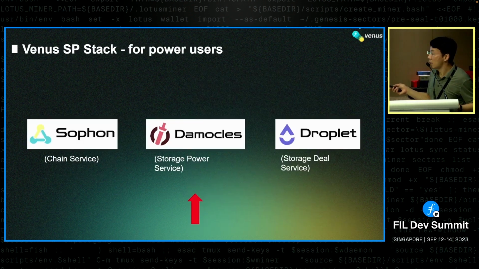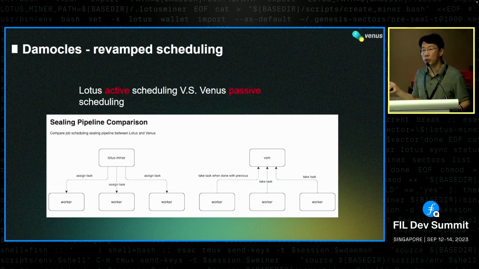Okay. The second big component is Damocles. Damocles is for the storage power service. Simply speaking, it is about the sealing. Okay, it is about the proving. Proving is actually very computing consuming. So it is very important to optimize it. So here we have a different methodology compared to Lotus, because we have a different scaling mechanism.